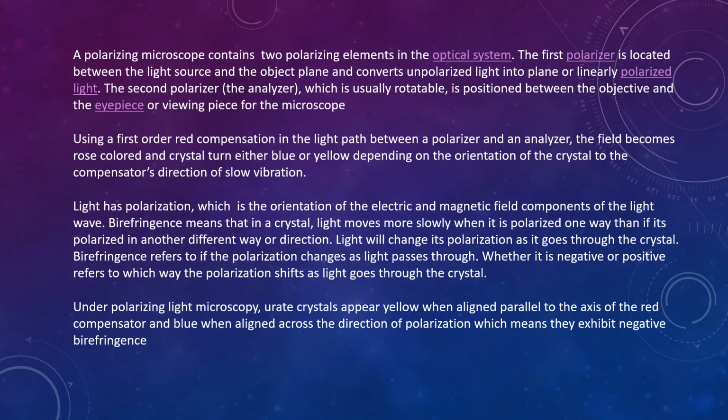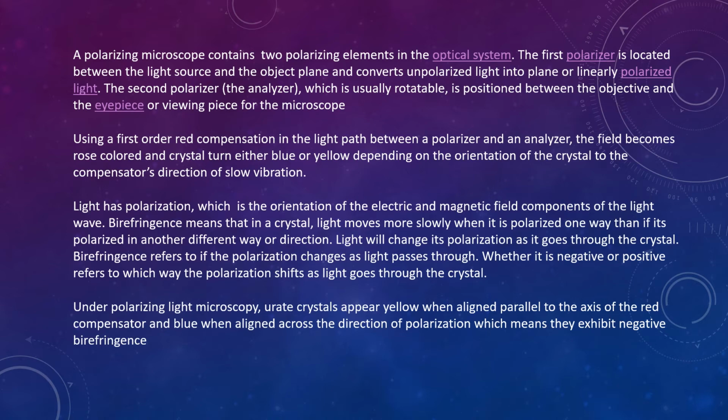A polarizing microscope has two polarizers. One is between the light source and the examination, which converts unpolarized light into plane-polarized light, going in one direction. The second, which can be rotated, is positioned between the eyepiece and the sample. We also use a first order red compensator in the light path between the polarizer and analyzer. The field becomes rose colored, meaning the background turns red. And as we turn the compensator, the crystal can become either yellow or blue.